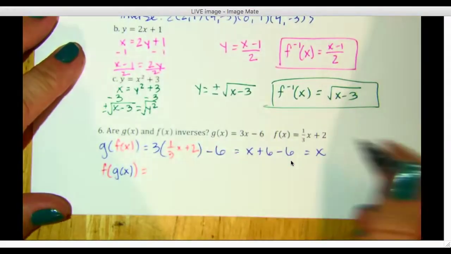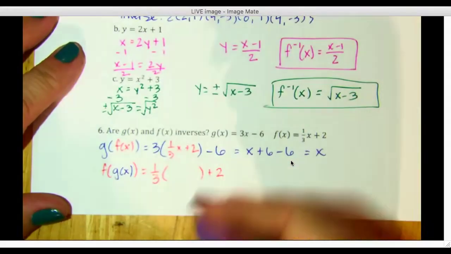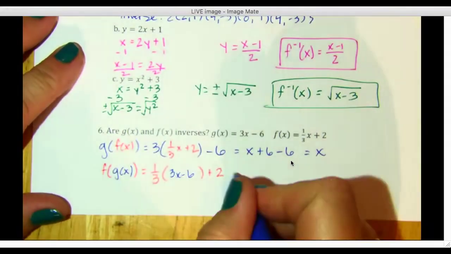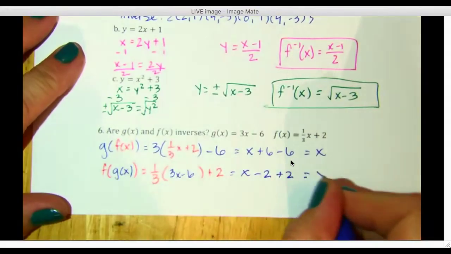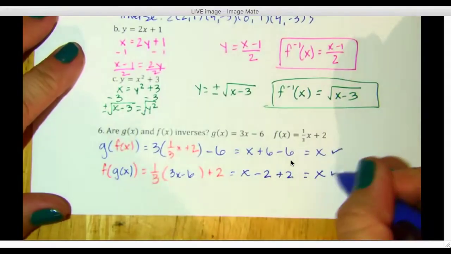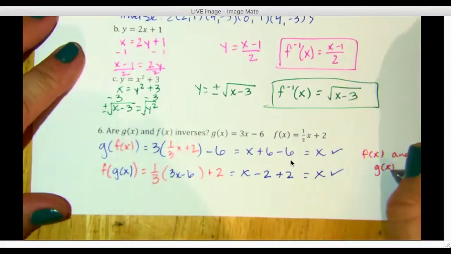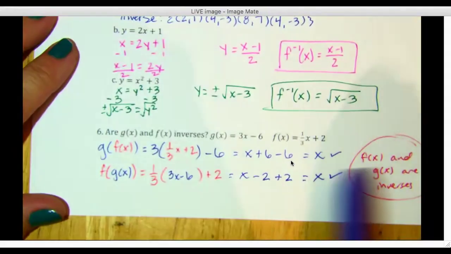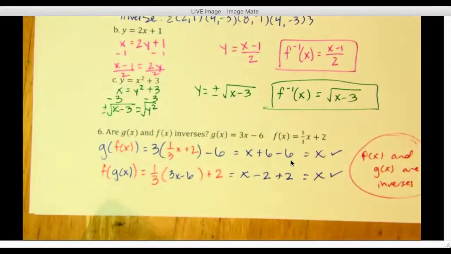So now my outside function is f, 1/3 x plus 2, and I'm plugging in 3x minus 6. Well, 1/3 times 3 gives me just x, and 1/3 times 6 gives me 2, plus 2 equals x. So since they both equal x, f of x and g of x are inverses. This statement is part of your answer. You need to come to that conclusion, but without all of this work, this means absolutely nothing. So I would want to see all of that on a quiz or an exam.